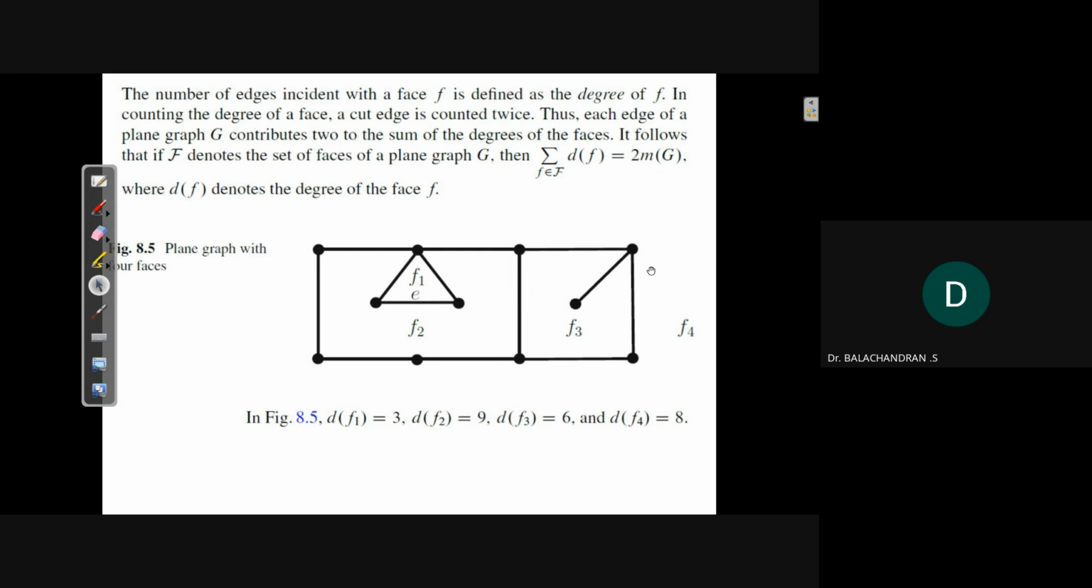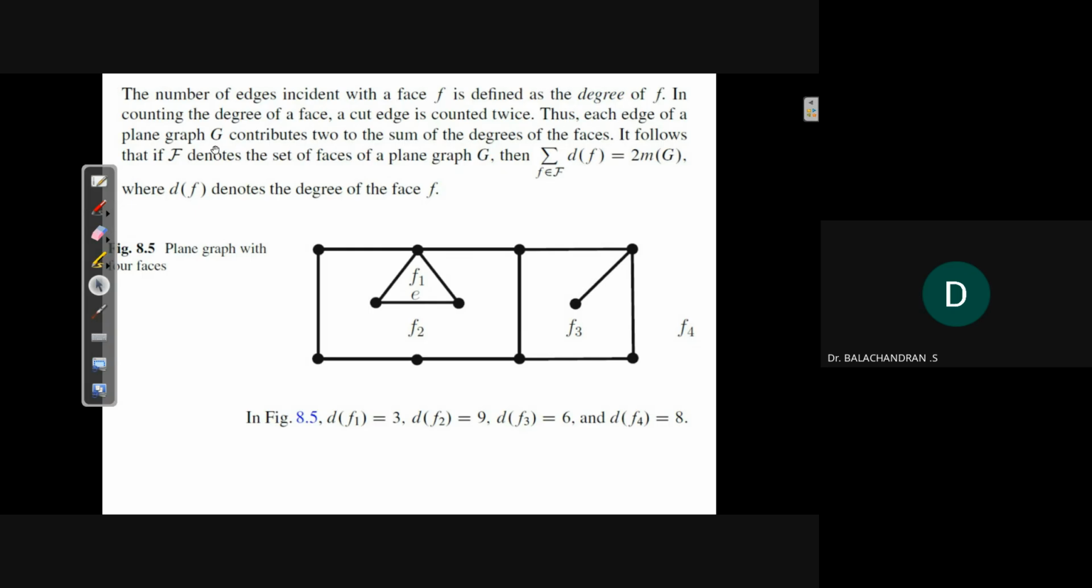1, 2, 3, 4, and then this one should be counted twice. So 4 plus 2 is 6. Thus each edge of a plane graph or planar graph G contributes 2 to the sum of the degrees of the faces. For example, if I take this edge, it contributes 1 degree to F1. Similarly, this edge contributes 1 degree to F2.